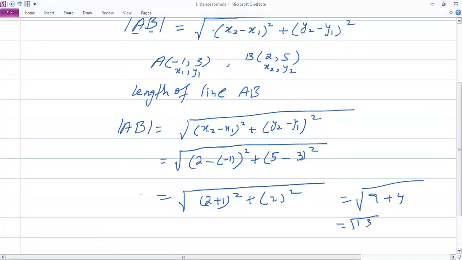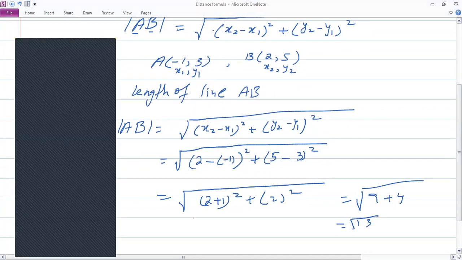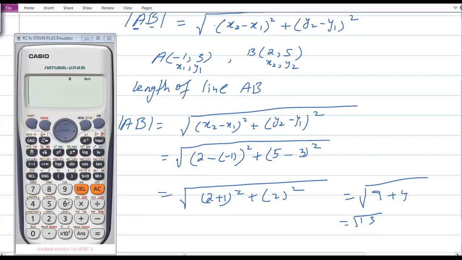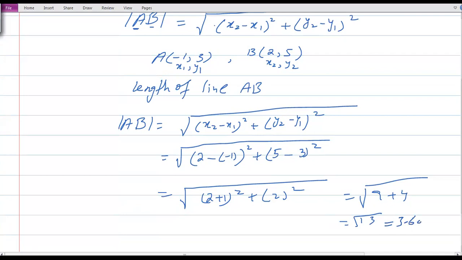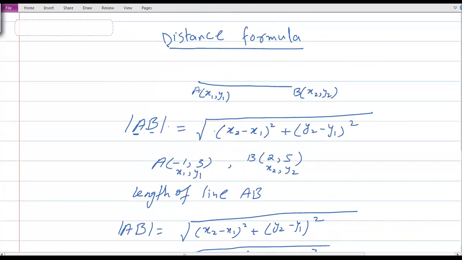Let me show you the calculator. The square root of 13 is 3.6055. You round that to 3 significant figures, so it becomes 3.61. So this formula is called the distance formula, and we use it to find the length of any line. If you know the coordinates, then using this formula we can find the length of the line.